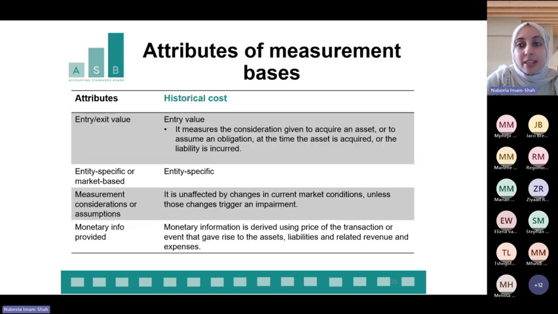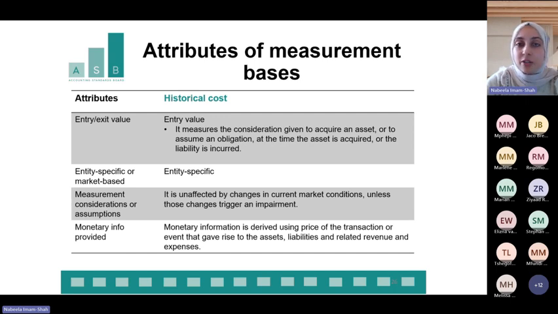Okay, so the next few slides focus on the attributes or characteristics of the four measurement bases. So is it an entry or exit value? Is it an entity-specific or market-based value? What assumptions should entities make? And what monetary information does the basis provide?